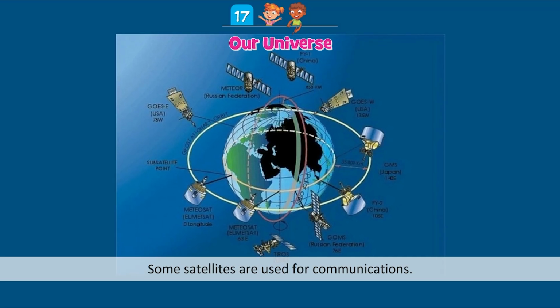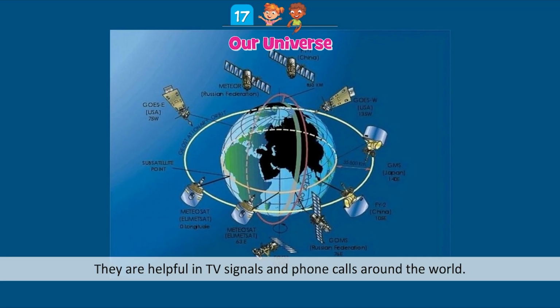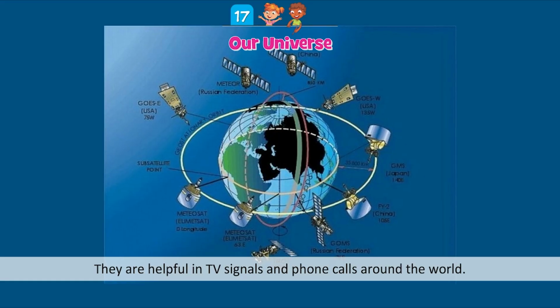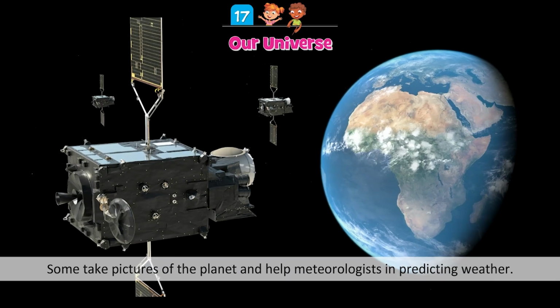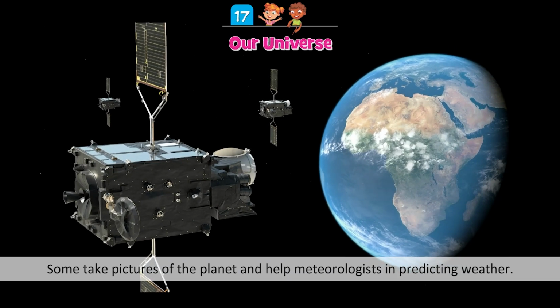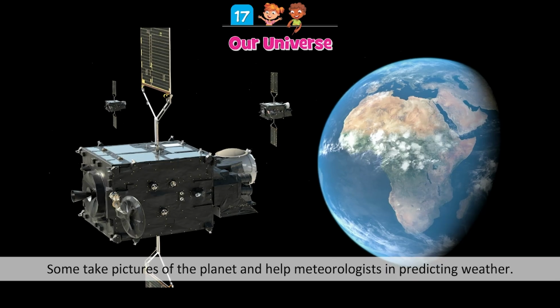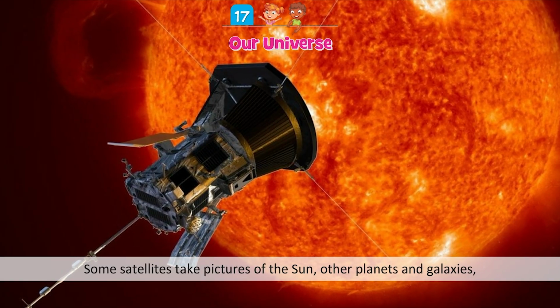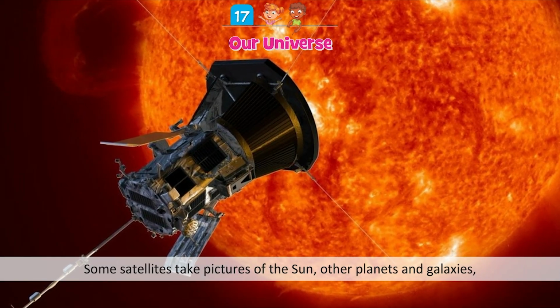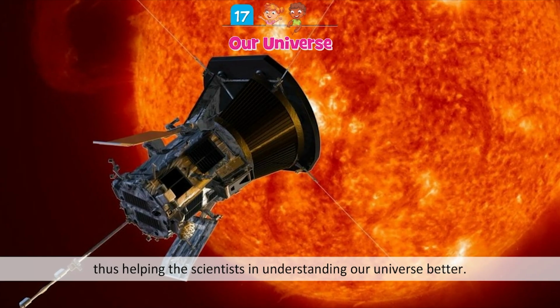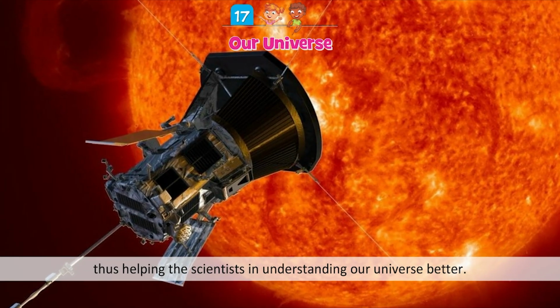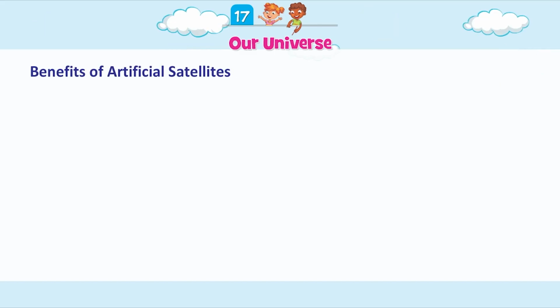Some satellites are used for communications. They are helpful in TV signals and phone calls around the world. Some take pictures of the planet and help meteorologists in predicting weather. Some satellites take pictures of the sun, other planets and galaxies, thus helping the scientists in understanding our universe better.